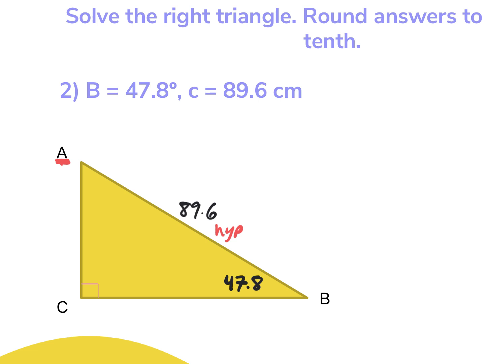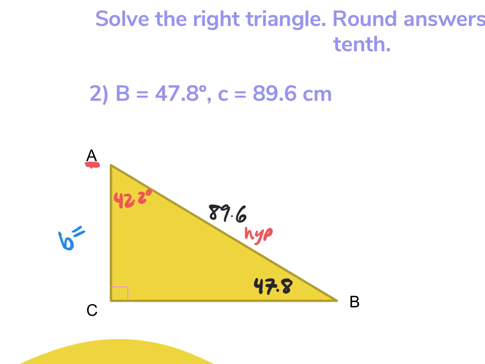So I know that A and B have to be complementary, so I can do 90 minus 47.8, and that's going to get us 42.2. So I get 42.2 for angle A. All right, so we have all of our angles, and now we have to try to find all of our sides. We have one side, our hypotenuse, so let's try to find the other two. I'm going to start with finding side b.